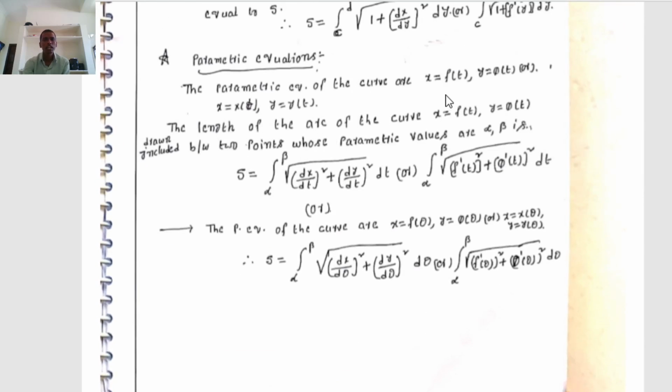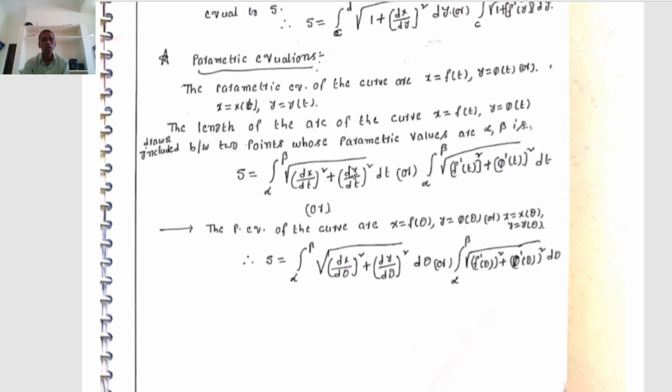The parametric equation of the curves x equal to f of t comma y equal to phi of t, or x equal to x of t comma y equal to y of t. The length of the arc of the curve x equal to f of t comma y equal to phi of t between 2 points whose parametric values are alpha comma beta, whose parametric values mean t limits are alpha comma beta.